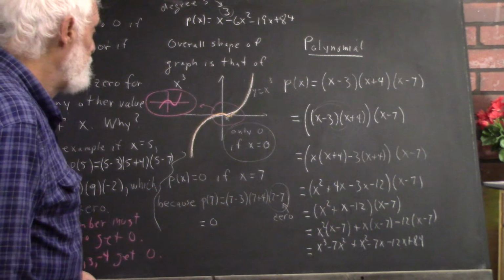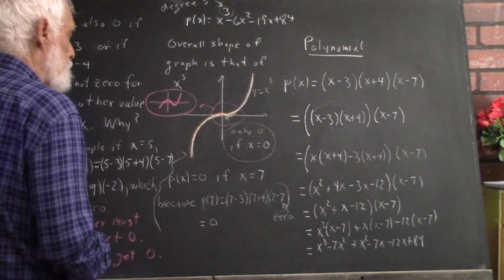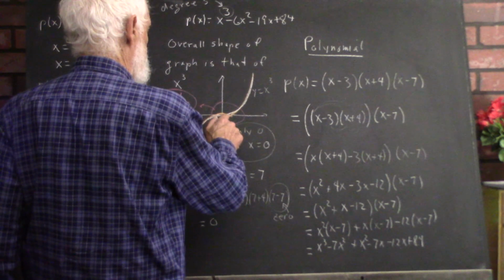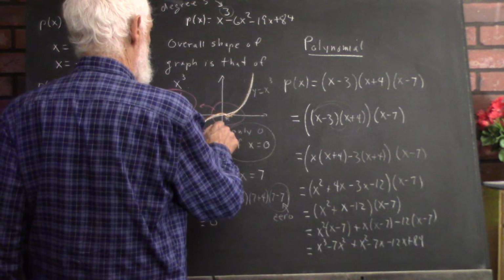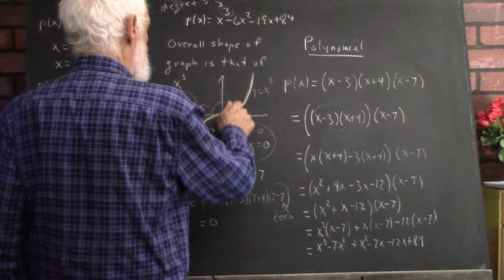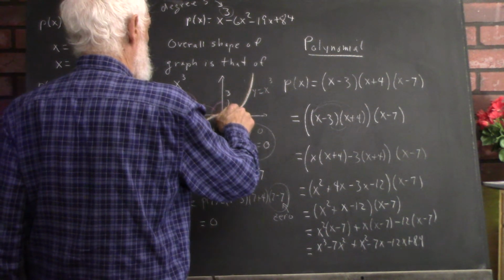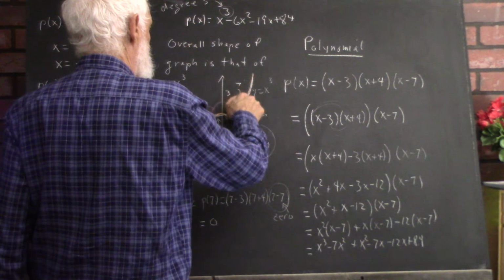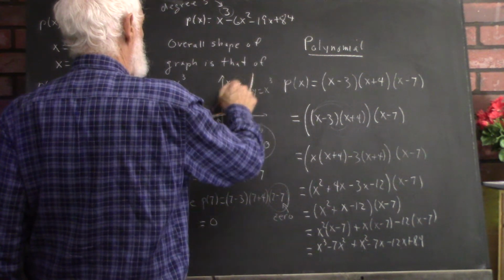That means that the graph is going to have to go through the x-axis when x is equal to negative 4, which would be like right here, or 3, which might be here, or 7, which might be here.